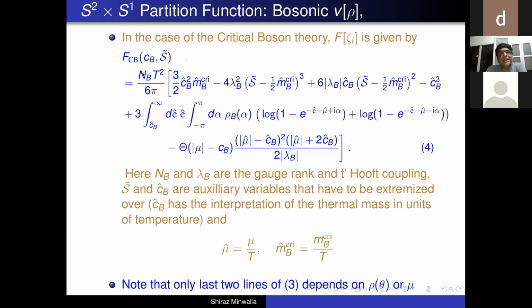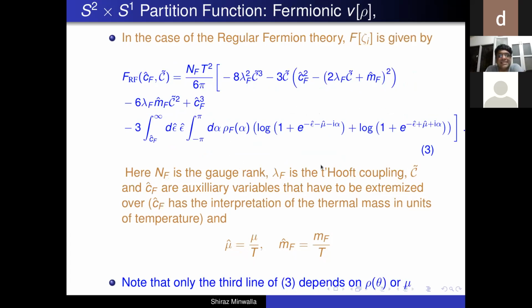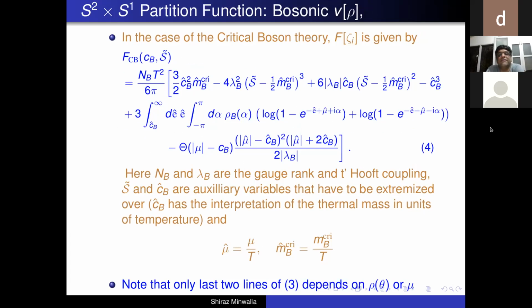In this quantity, there's this first line, second line, and third line. Only quantities in the second and third line depend on rho, the eigenvalue density, and on chemical potentials. Note that the expression here, this third line, and this second line here are very similar. But the boson has this one extra term that looks really fun.